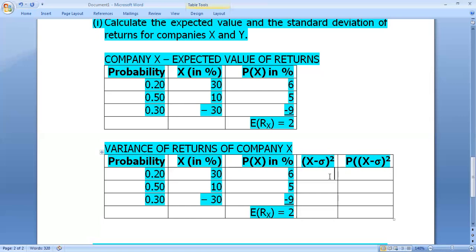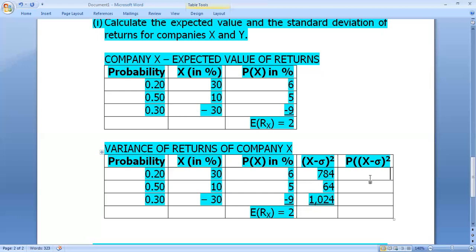So we start. X values, those are the returns minus our mean, which is 2. So I get 30 minus 2 squared, that is 784. 10 minus 2 squared, that is 64. Then negative 30 minus 2, when you square, becomes positive, that is 1024. So we have those values, but I'll multiply them with the corresponding probabilities.